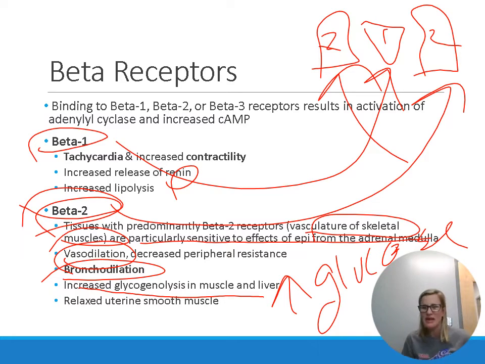Notice I didn't mention beta-3. Beta-3 receptors are really not as common. They are involved with lipolysis, but the only thing that we really see them for therapeutically is the effects in the detrusor muscle. So we will talk about beta-3 a little bit when we talk about the detrusor muscle, or the bladder. Remember, that's lining the bladder.